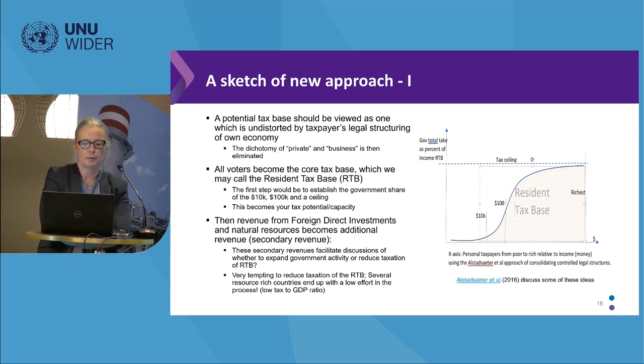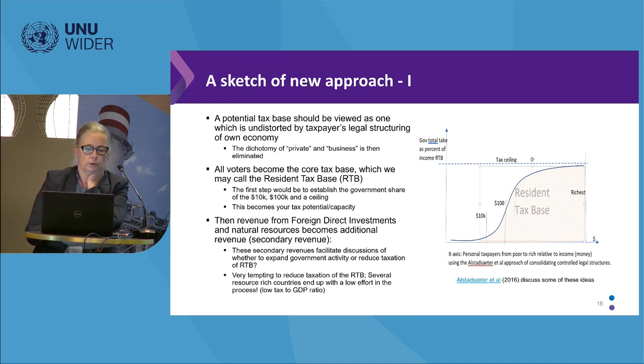What would it mean if we looked at tax capacity from the individual level? This hasn't been transferred yet to a research paper, but if you think it makes sense, we can progress with that. So the potential tax base here would be viewed as one that is based on the taxpayer, and of course the legal structure of the economy of the taxpayers. Then all the voters become a kind of core tax base, what we call here the residential tax base. The first step would be to establish the government share of this 10,000, 100,000 ceiling where to tax, and this becomes a potential tax liability.